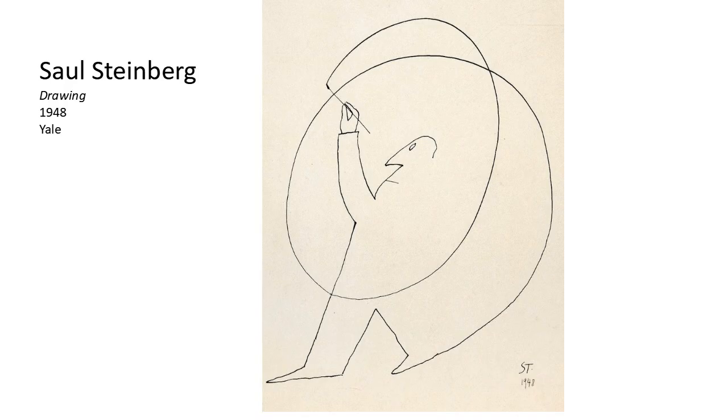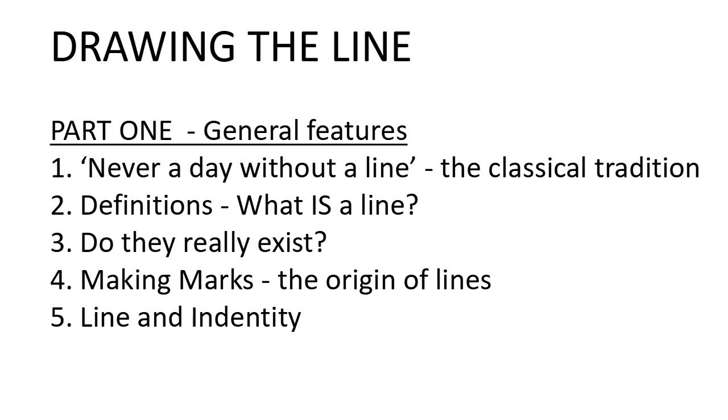For the moment, I want to go back to the basics and look at the fundamental structure of what a line is. I'm dividing my talk up into two parts. In the first part, I'll be talking about general features of the line, and then in the second part, I'll be looking at particular lines, lines like straight lines and curved lines. But in the general features, I'm also going to talk about 5 different things.